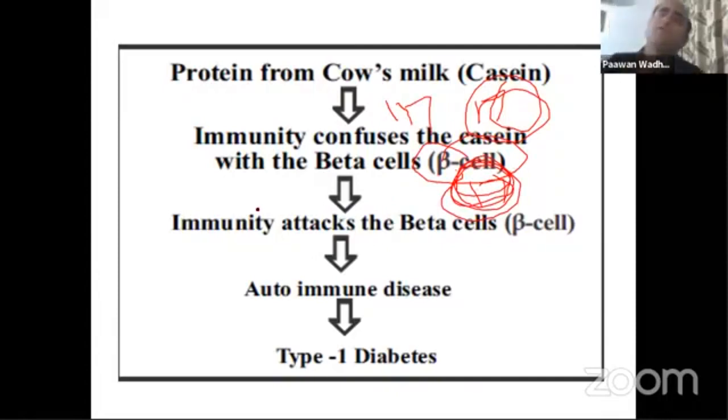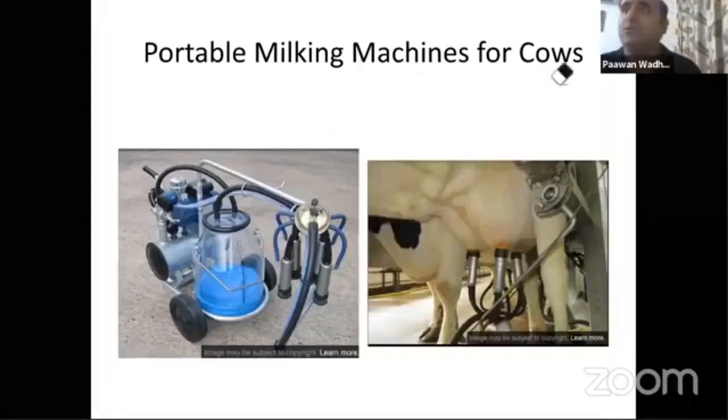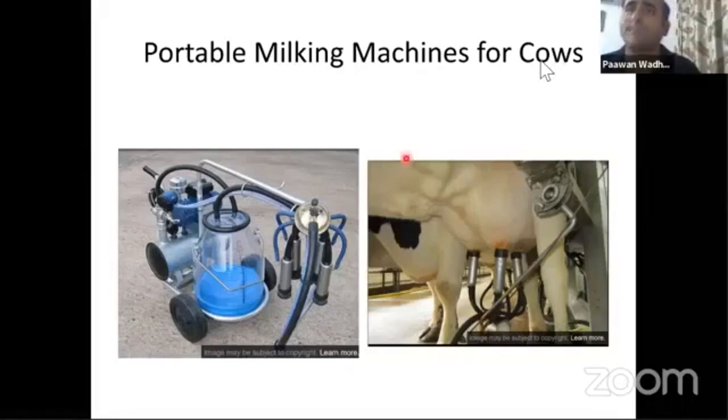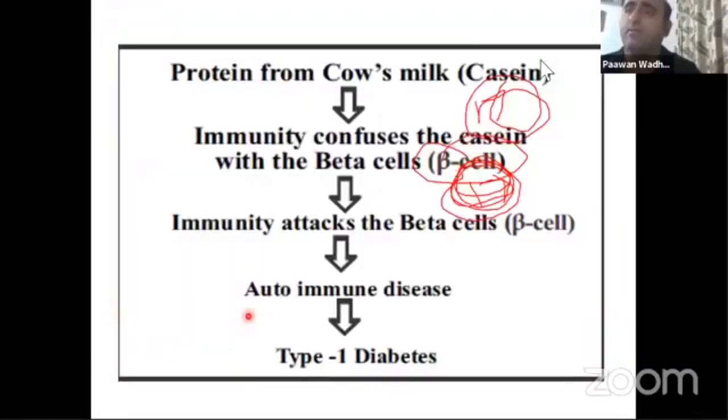This is how the immunity confuses the protein from cow's milk, casein, with the beta cells, and attacks the beta cells, and we develop an autoimmune disease called type 1 diabetes. So let's discuss now how type 1 diabetes develops. I would just like to show you one video.